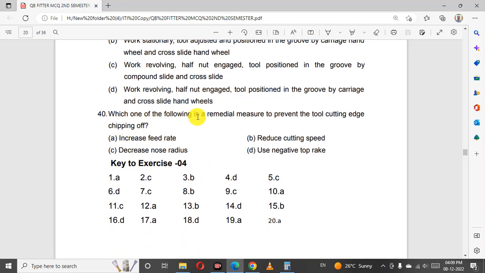Which one of the following is the remedial measure to prevent the cutting tool edge from chipping off? Use negative top rake.